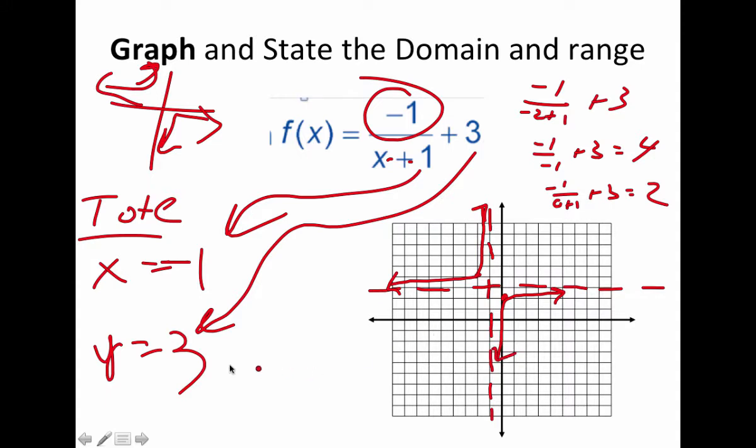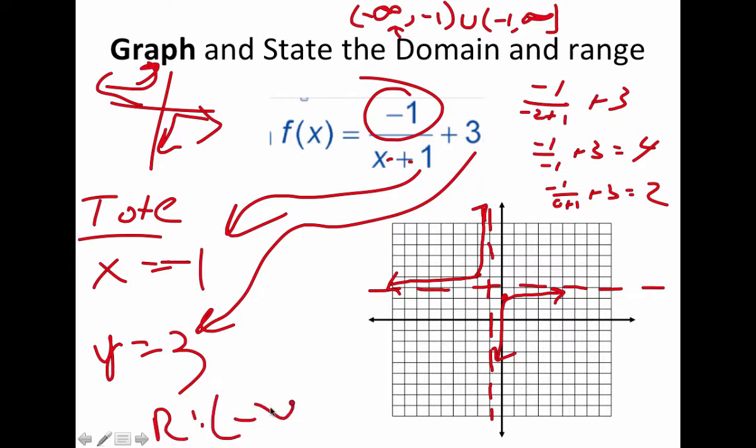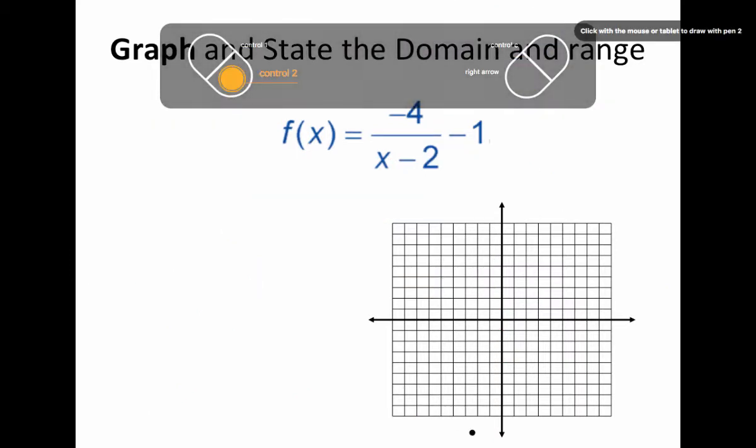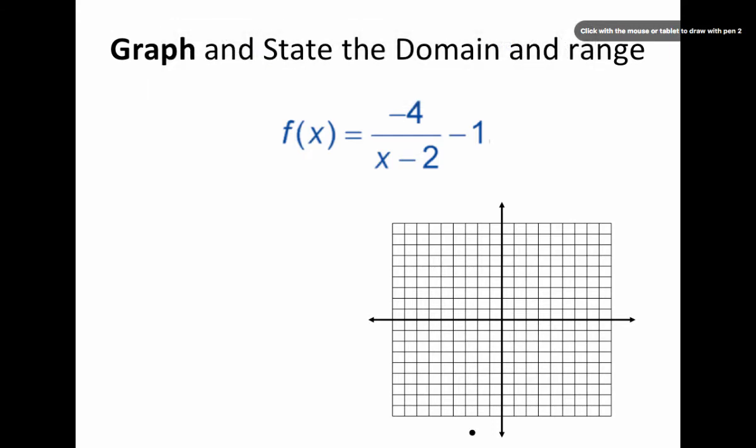I've successfully graphed it. Domain is going to be negative infinity up to negative 1, union negative 1 to infinity. Range is going to be, I got no room left here, negative infinity up to 3, union 3 to infinity. So we're just sketching. So all you got to do to sketch is grab the asymptotes, graph them, and then get a point, plot it.